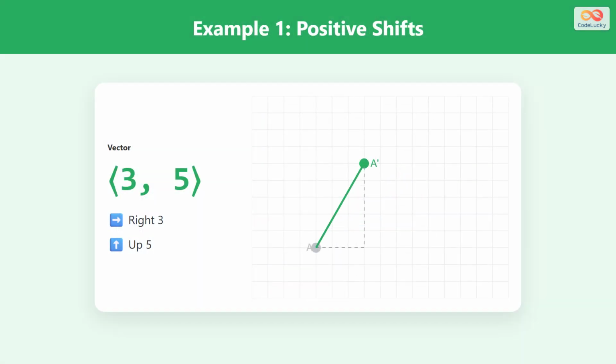Let's look at an example. Here we have a vector of ⟨3, 5⟩. Since both numbers are positive, we move 3 units to the right and 5 units up. We start at point A, apply these movements, and arrive at the new position, A prime.